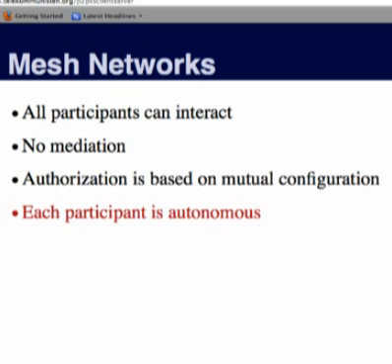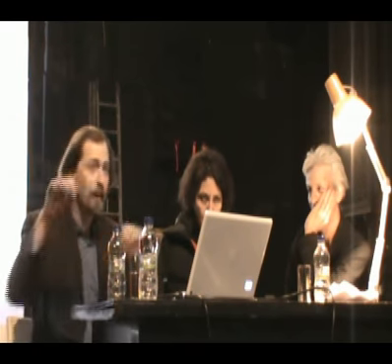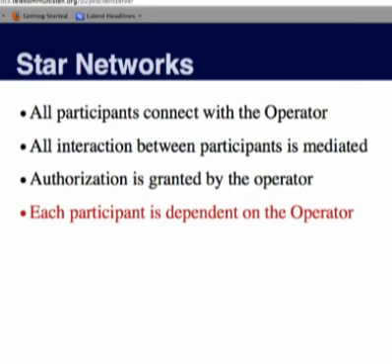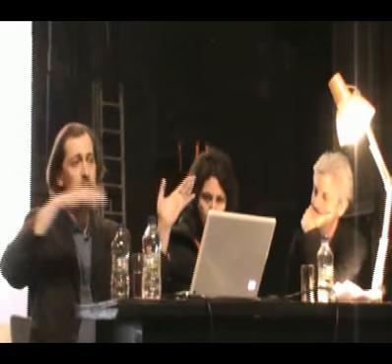So in a mesh network, every user of the network has their own computer, for instance, and each computer can connect to every other computer without anybody being able to stop them or control their interactions. Everybody who operates on the network has their roles, right? The other kind of network is a star network. In a star network, all participants connect with the operator, and all interaction between participants is mediated. Authorization is granted by the operator, and each participant is dependent on the operator. It's called a star because literally the master server is in the middle, and all of the users are connected to it like a star, as opposed to the mesh network, which is more like a fabric, where people are connected in a mesh in various different ways.